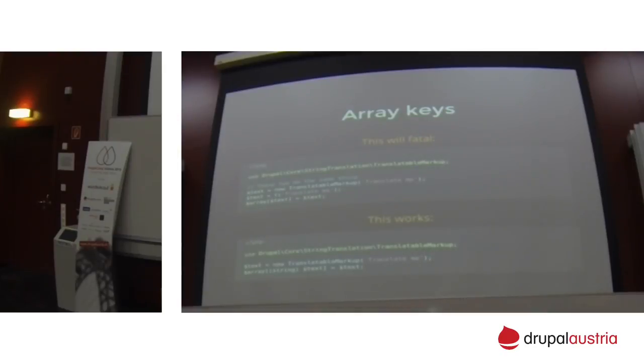There are also other caveats we have. Now that we have these objects lying in our arrays, we have new problems. So let's say you want to use your translated string as an array key. It's an object. You can't use an object as an array key. So you have to take care of casting this variable into a string. And the t function, by the way, is just a wrapper for creating translatable markup objects. So the t function will return translatable markup. In the first example, I'm using that object as an array key. It will fatal error. The second example uses casting to string. It will work. Sometimes you need to actually use the translated string. Let's say if you're creating nested option lists or something, then you need to use the translated array key value.